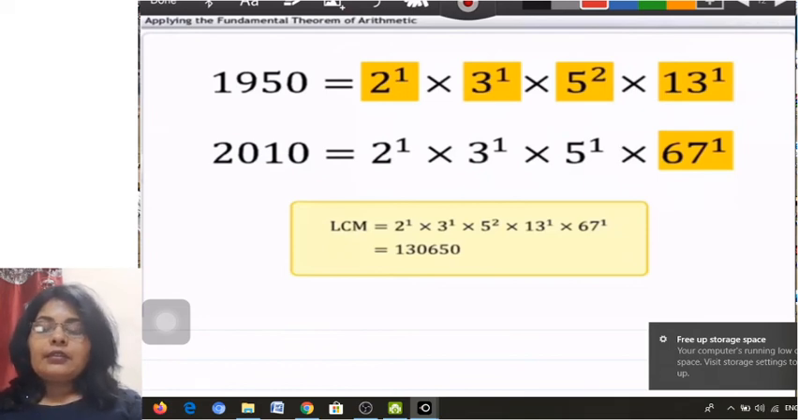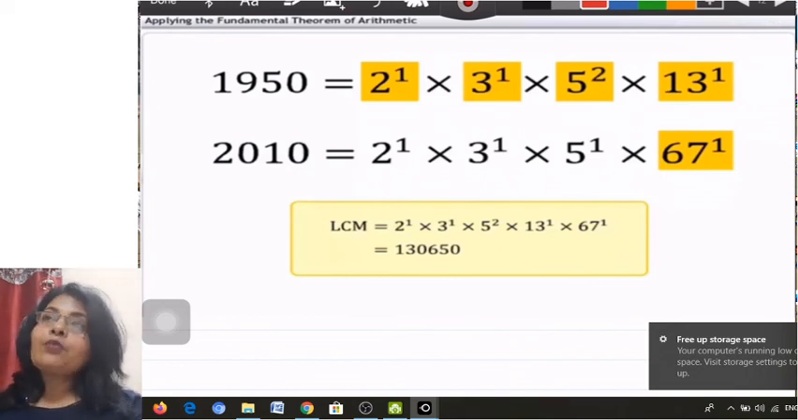Now what do we see for the LCM? We have written the prime factorization of 1950 and 2010. What we have to see here is that common plus uncommon is our LCM. So we will take everything. In LCM means common plus uncommon. So first we will take all the common things. 2 is common, 3 is common and 5 is common, and we will take the highest degree. So 2 to the power 1, 3 to the power 1, and in this 5 we will not take 1, we will take the highest degree, that is 2.